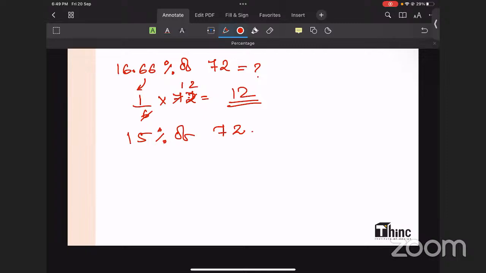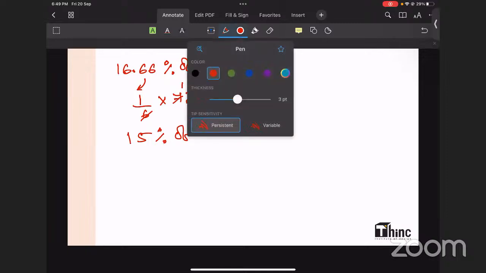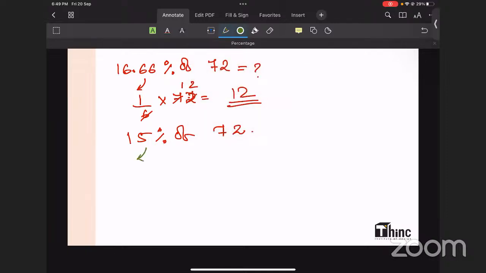Okay, 15% of 72. The technique is like this. Split it. The quickest way of solving this question is 7.2 plus 3.6. That is 10.8. We are doing decimals in a very quick manner. Okay, see, 15% is 10.8.